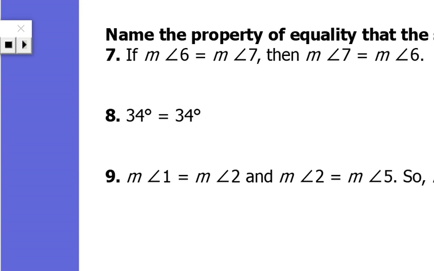It says if the measure of angle 6 equals the measure of angle 7, then I can also make the statement the measure of angle 7 equals the measure of angle 6. Which property does this represent? Well, the only thing that changed here was the order. I said 6 equals 7, but now I'm saying 7 equals 6. It's both a true statement, and that is how we use our symmetric property.